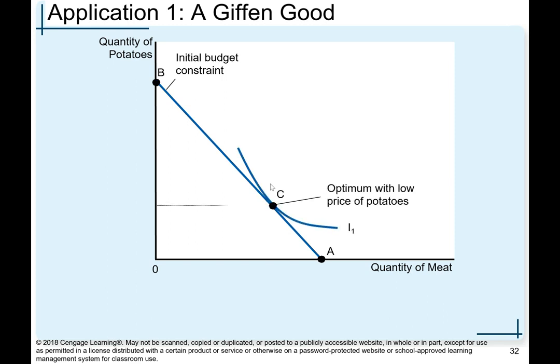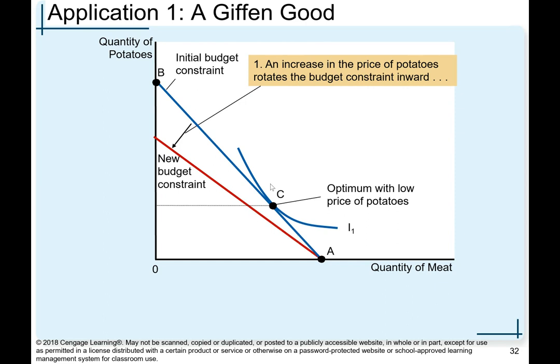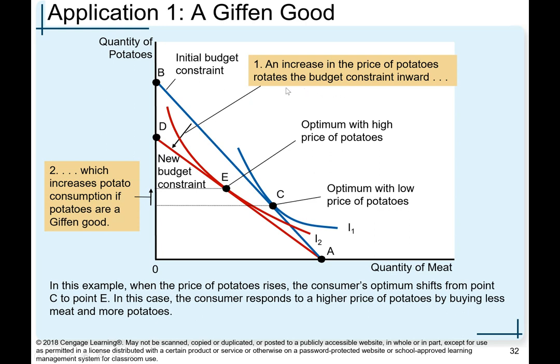This is a diagram of a Giffen good. An increase in the price of potatoes rotates the budget constraint inwards from B to D. Number two, this increases potato consumption if potatoes are a Giffen good. An increase in the price of potatoes rotates the budget constraint inward, which increases potato consumption if potatoes are a Giffen good.